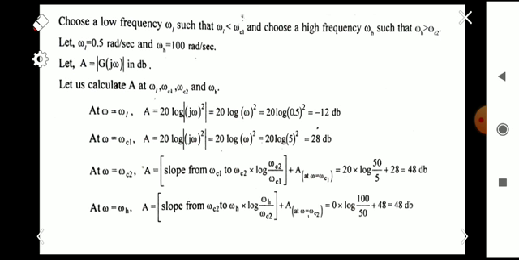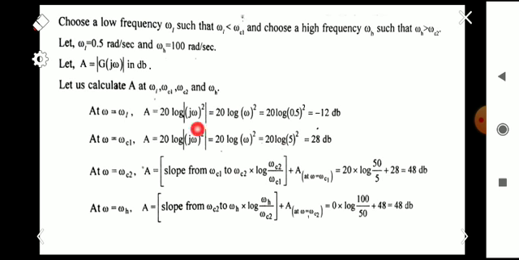We have to choose omega H as higher than omega c2. Omega c2 is 50, so omega H is chosen as 100. So we have 4 frequencies: 0.5, 5, 50 and 100. And we have to find the corresponding gain in decibel for these 4 frequencies. First we are going to find the gain at omega equal to omega L, that is omega equal to 0.5 radian per second, and the gain equation is 20 log mod (j omega) squared.